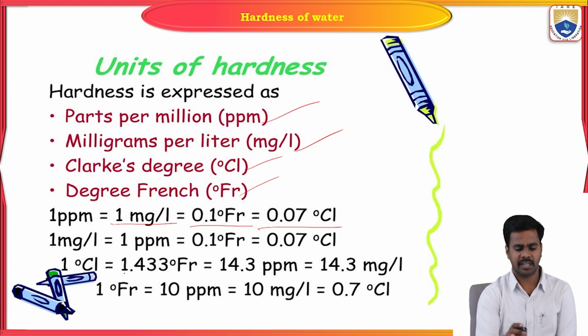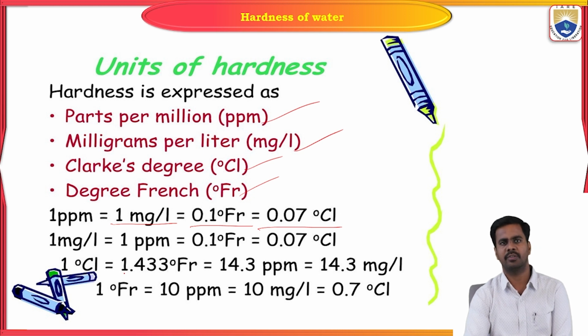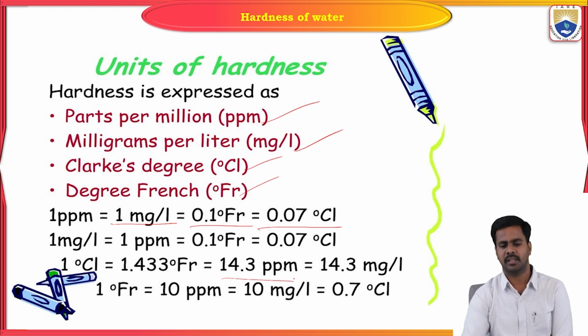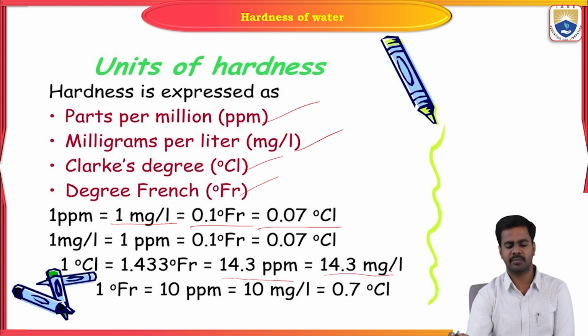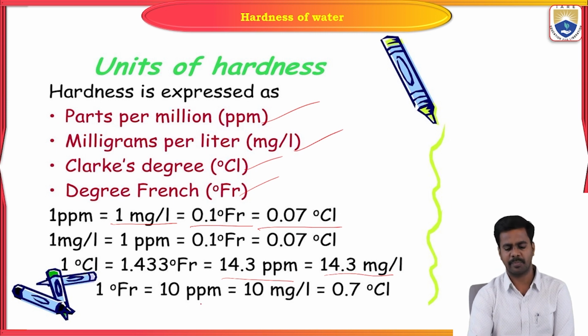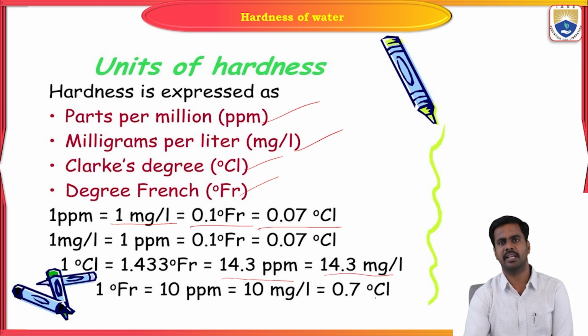1 degree of Clark is equal to 1.433 degrees of French, which is equal to 14.3 ppm and 14.3 milligrams per liter. 1 degree of French is equal to 10 ppm, 10 milligrams per liter, which is equal to 0.7 degrees of Clark. So these are the units in which we can express hardness.